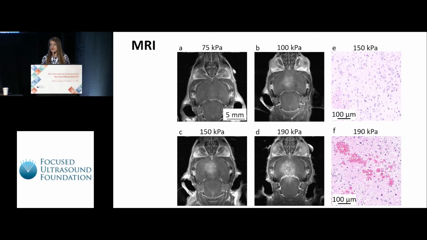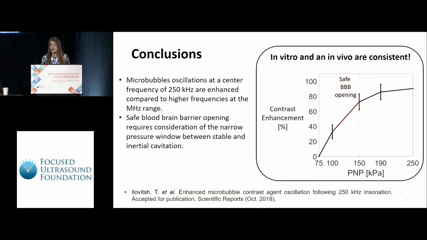pathological evaluation, where you can see here that at 150 kilopascal, the brain tissue seemed to be normal, whereas at 190 kilopascal, we saw signs of edema and hemorrhage. Here is a graph that shows the contrast enhancement that we measured in the mice as a function of the peak negative pressure. So basically, only at two settings, the 100 and the 150 kilopascal, we saw BBB opening that was also safe, and that matched quite well the in vitro results, where we estimated that within this range, the expansion ratio of the microbubbles is between 1.1 and 3.5.